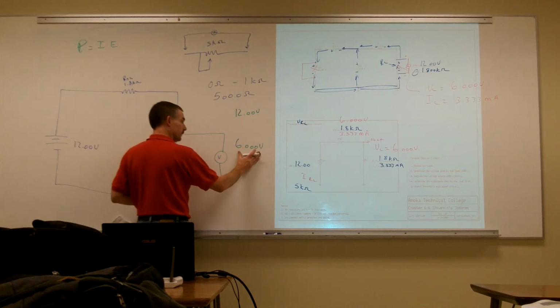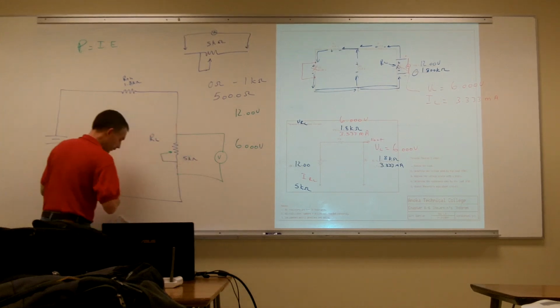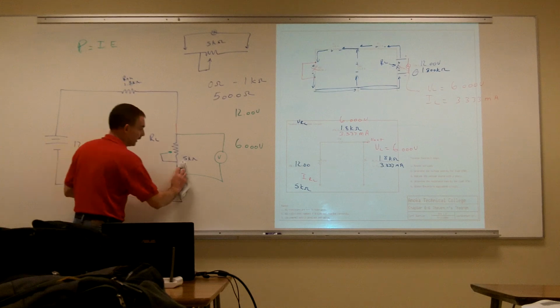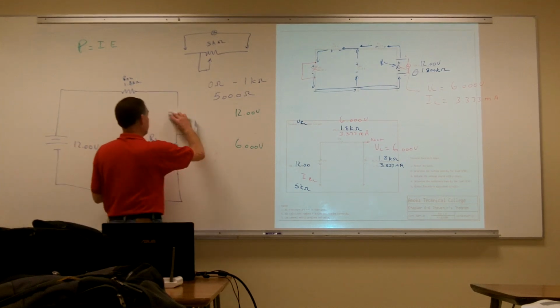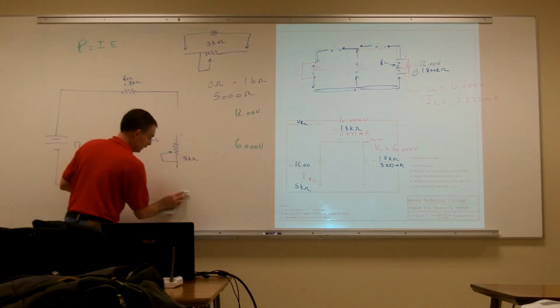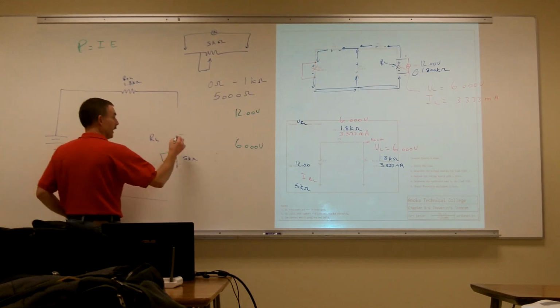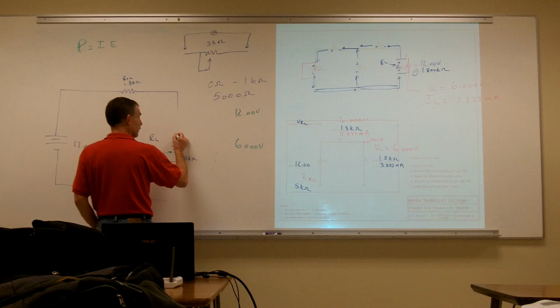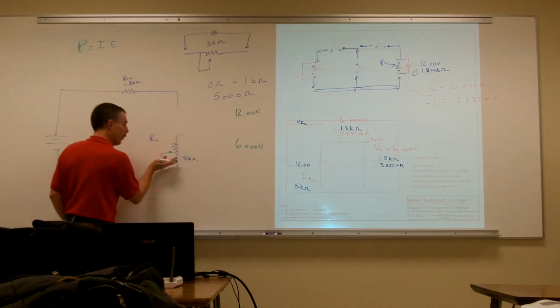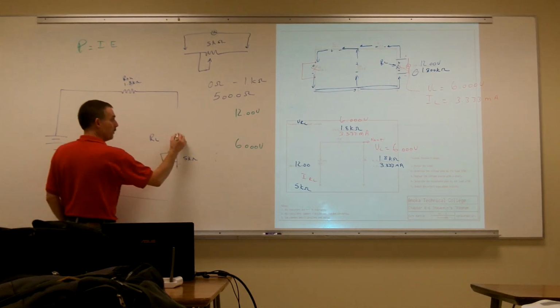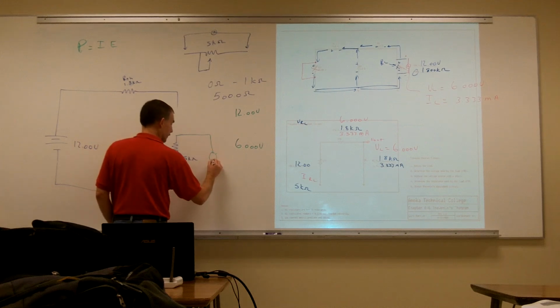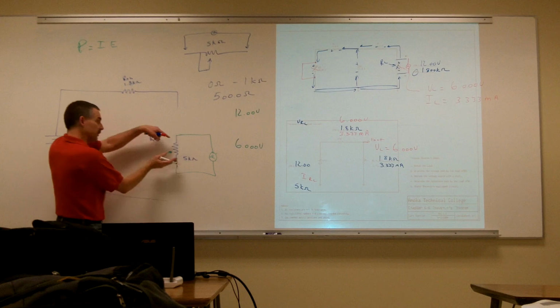So I watch my voltmeter and I see that it says 6 volts. Then I can go ahead and remove my potentiometer from my circuit. Remember, for measuring resistance, you have to remove that component out of the circuit. You don't want to move the wiper or anything, but now I'm going to put my ohmmeter in there and measure that resistance.